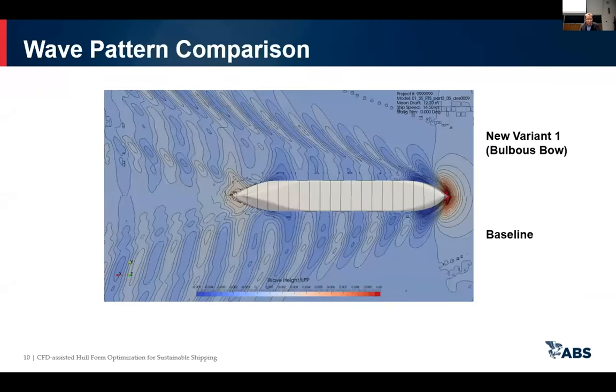Here are the wave patterns associated with the case I've shown you. I didn't put a line here, but this is a composition of two pictures. The upper part of the picture is a new variant, a new hull, out of the bulbous bow case. The bottom is the baseline. And as you may easily agree, the Kelvin wake pattern has become a lot softer, suggesting that the wave breaking resistance associated with this condition is a lot less.